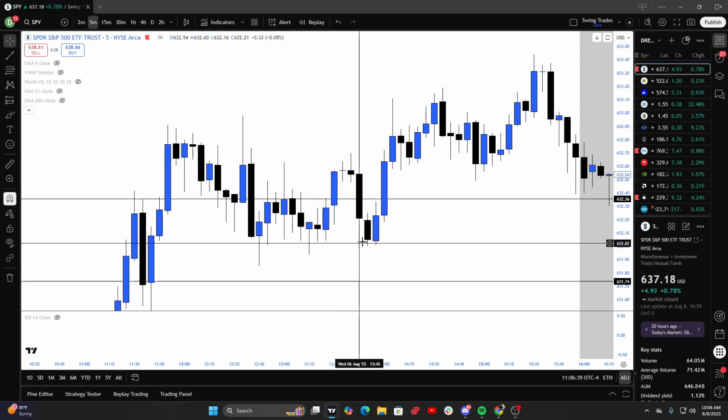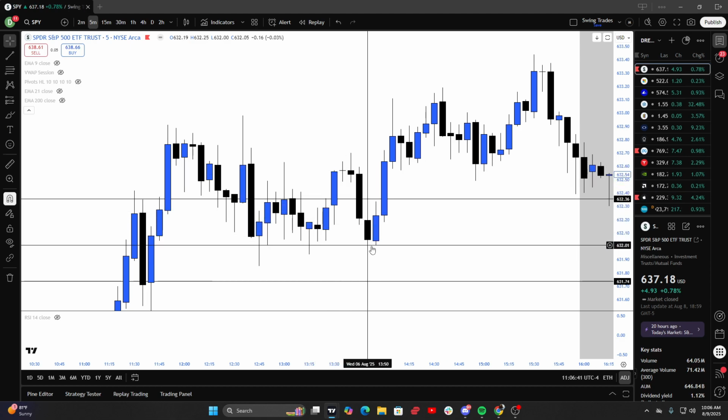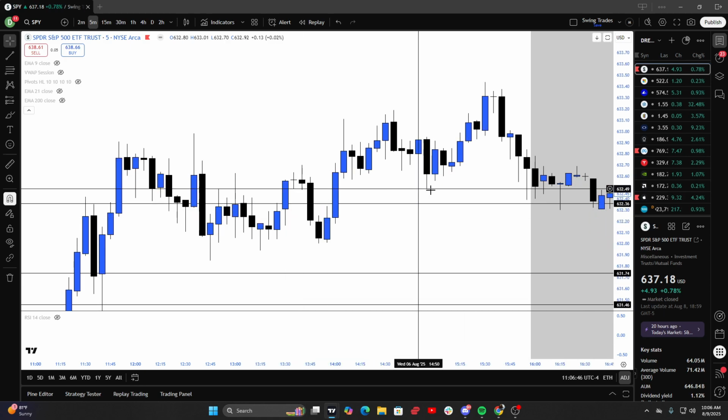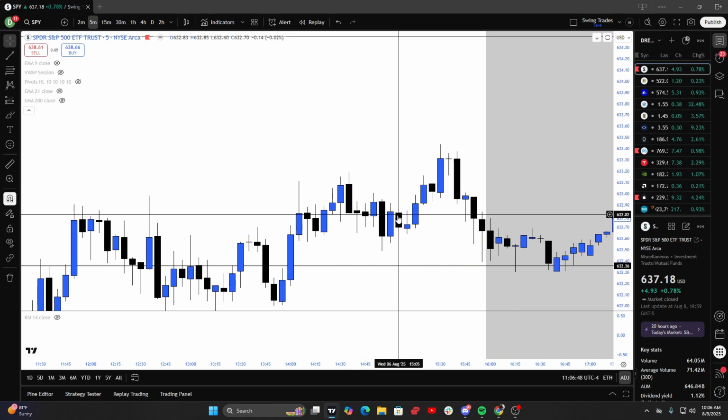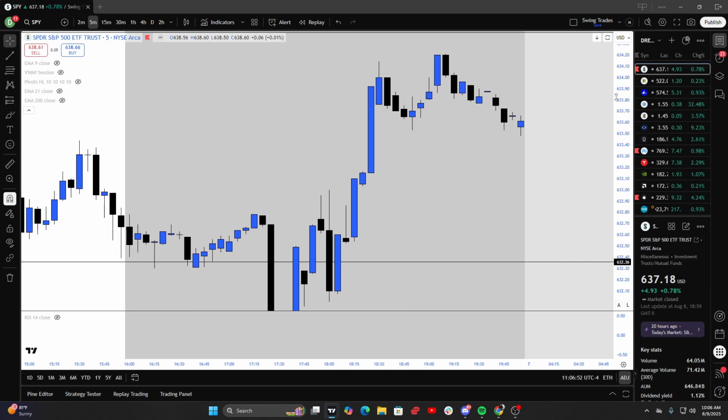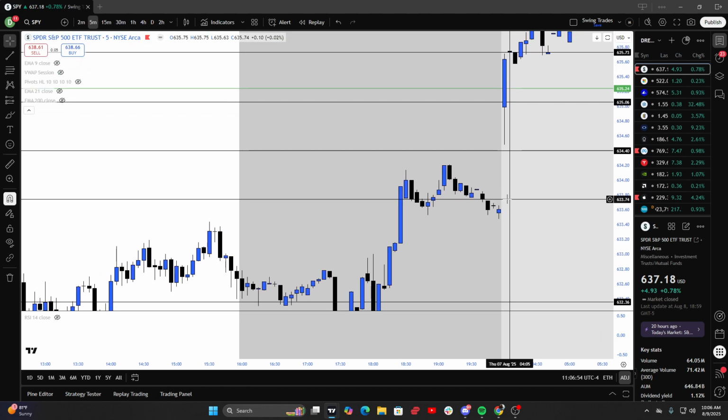I wouldn't recommend trying to trade off just dojis because you'd be stressing yourself, but the possibility is there. You can see here we're going up, we got a doji, started going down, and there are so many more.